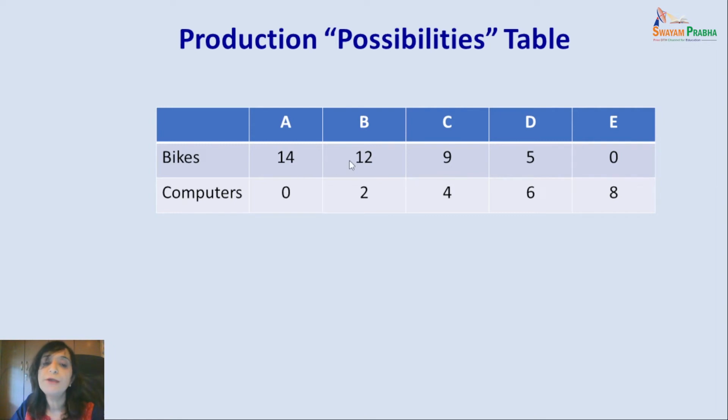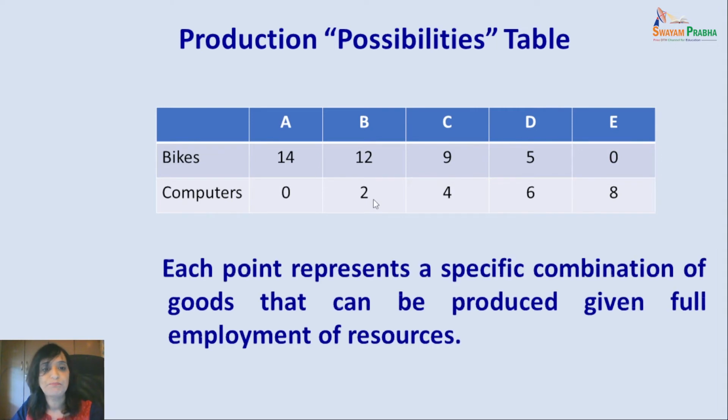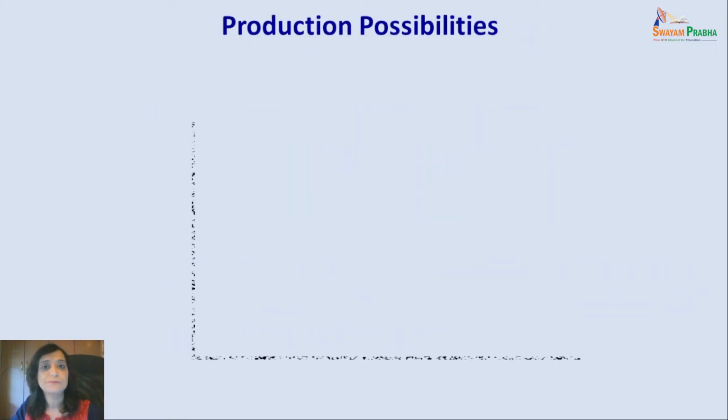At B, you are reducing your bikes, but you are increasing the number of computers which are being produced. And likewise, each point represents a specific combination of goods that can be produced, assuming that all resources are fully employed. So let us plot it on a graph. I suggest you do it along with us. Just take down this table and we'll see how this production possibility curve is derived.